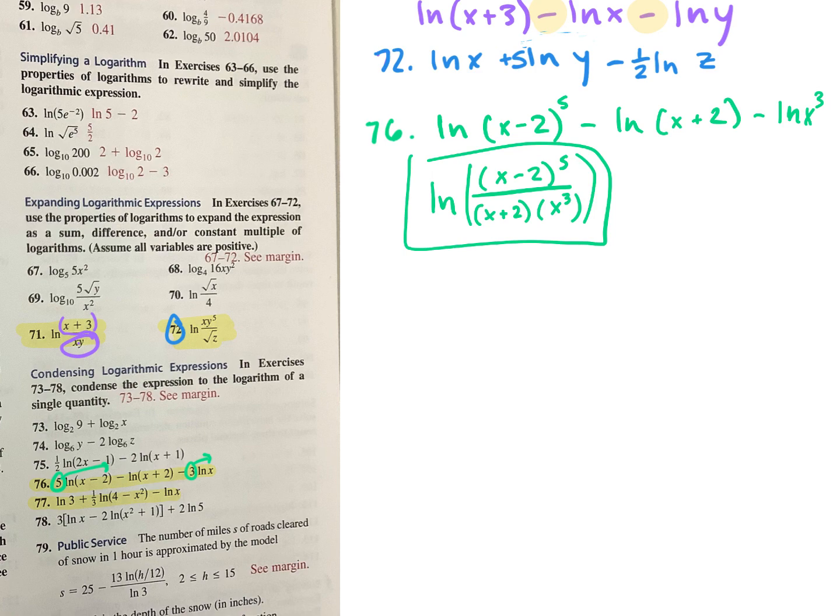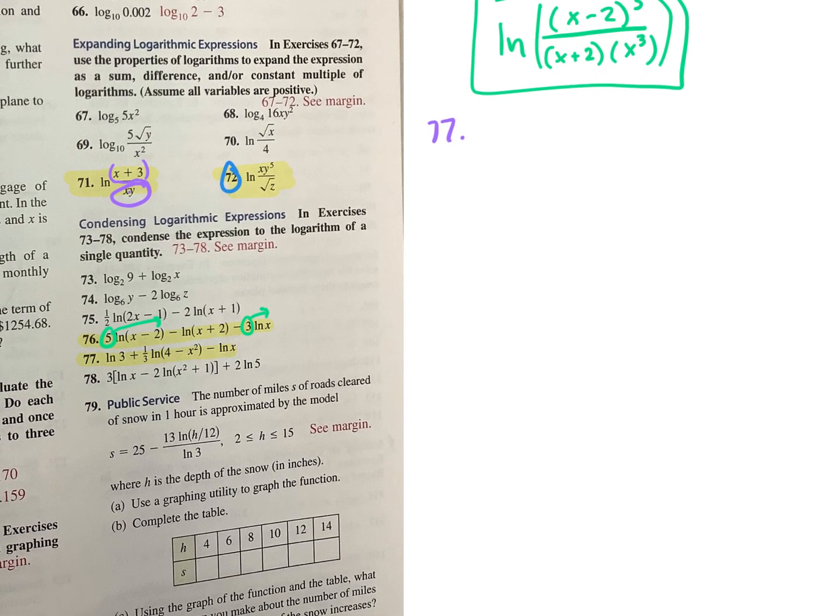Now let's look at 77. So again, I want to bring those numbers that are multiplying out front up top as exponents. And then when I'm adding, I just multiply. So this will be the ln of 3 times (4 minus x squared) to the 1/3 power. So you could write 1/3 power, or you can say the cubed root, same thing. And then it's being divided by x. Since this is subtraction, you got to divide.